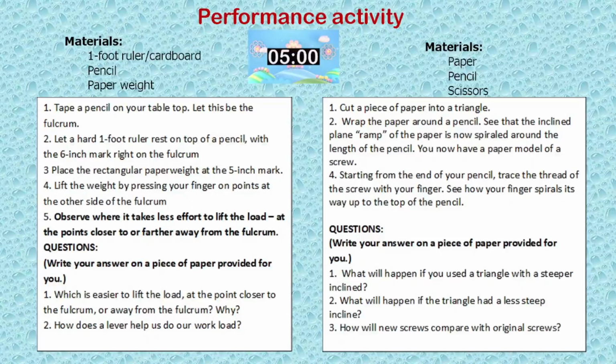For the second activity, you need to have a paper, pencil, and scissors. Here is the direction. Number 1, cut a piece of paper into a triangle. Number 2, wrap the paper around a pencil. See that the inclined plane or ramp of the paper is now spiraled around the length of the pencil. You now have a paper model of a screw.